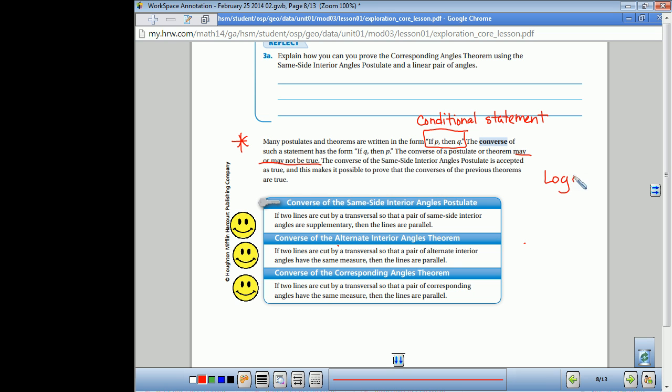What's the point of it, though? This is all part of logic. We have conditional statements, we have the converse, the inverse, and the contrapositive. And they all lead to logic. And we're not doing a full geometry class, so we don't get to study all the different parts.